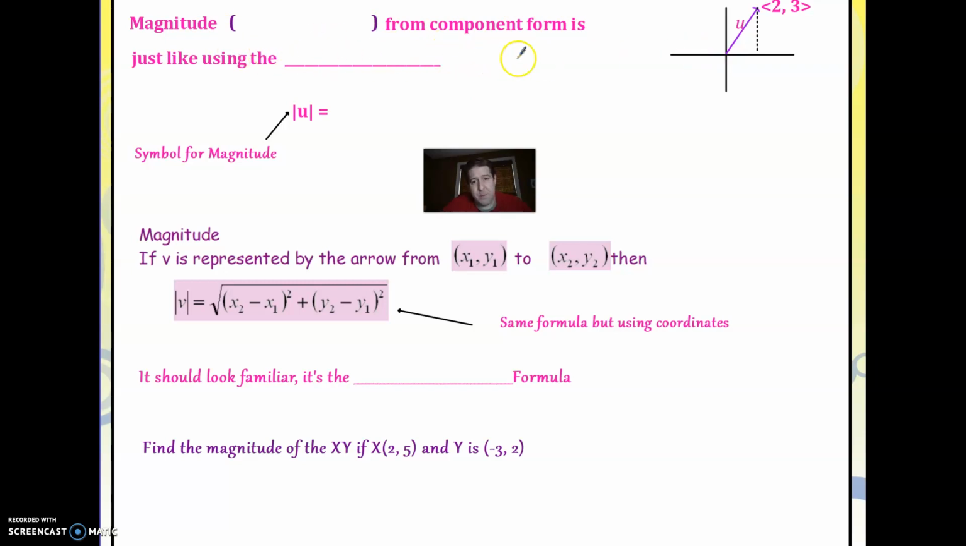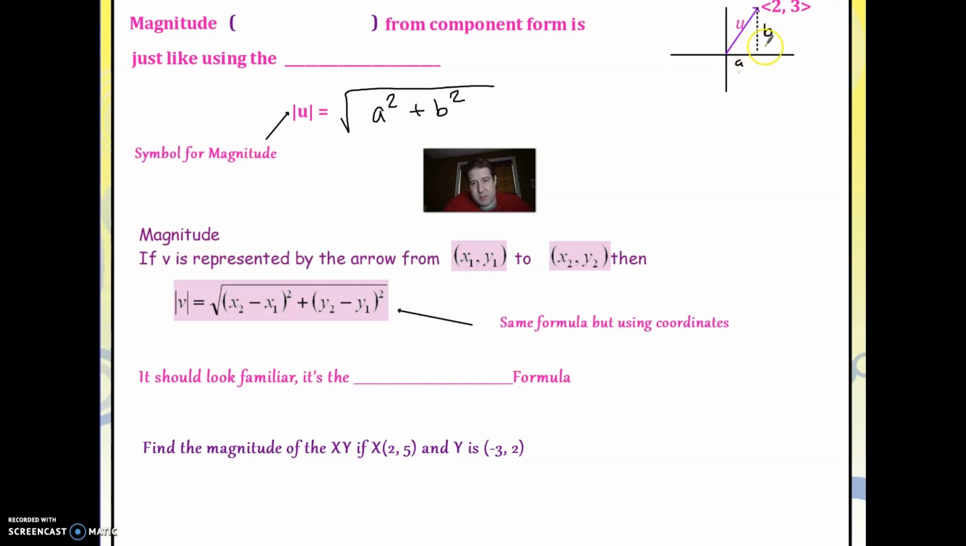So magnitude, remember, is the size, and from component form it's just like using the slope formula. In this case, I'm going to be finding the magnitude. Finding the magnitude is basically doing the Pythagorean theorem, because you have a right triangle. So this is really a squared plus b squared, which would give you c squared. But then you do the square root of both sides. So basically the magnitude is really just the hypotenuse. If this is a and this is b, a squared plus b squared equals c squared. So this formula makes sense because the magnitude is really just the hypotenuse of a right triangle.